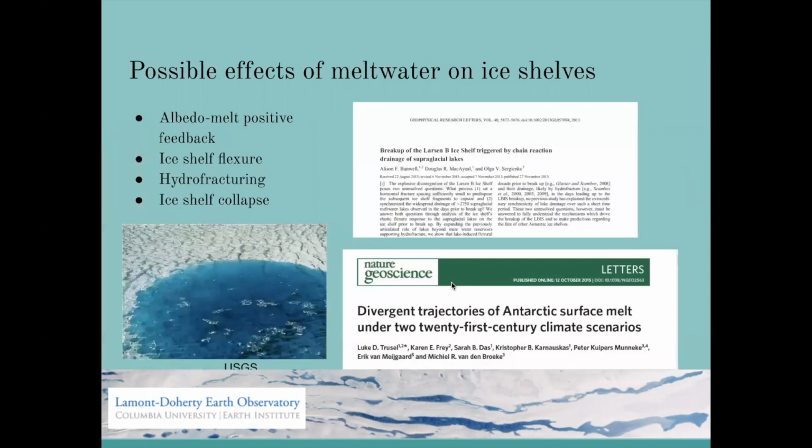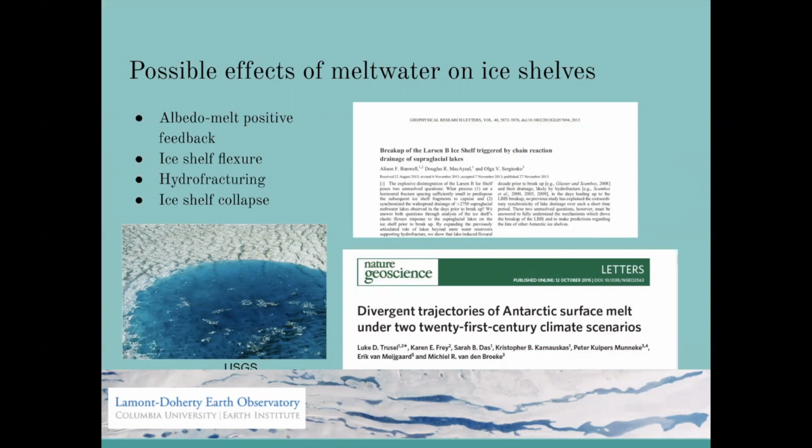And while meltwater is not a major contributor to ice mass loss in Antarctica, it has been connected to a number of effects on the ice shelf system overall. First, the albedo melt positive feedback loop. Meltwater is darker than the surrounding ice and snow, and thus absorbs more solar insolation, which in turn leads to more melting. Also, because liquid water is denser than solid ice, when meltwater ponds, this can actually cause the ice shelf surrounding it to flex.